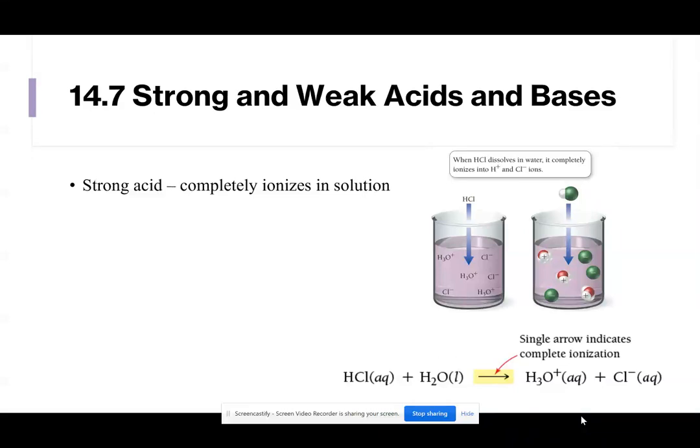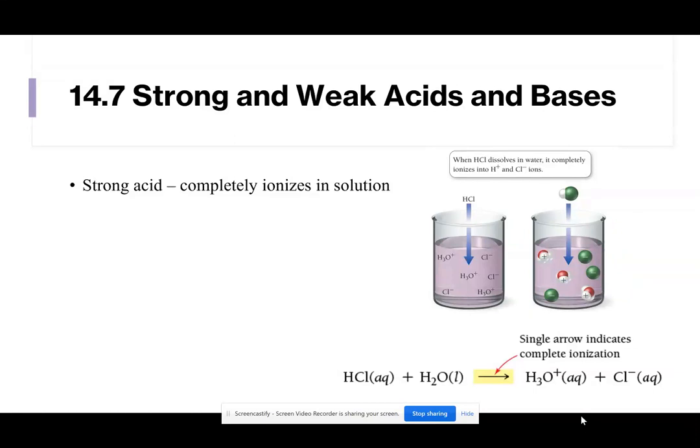When talking about acids and bases, you need to understand that there is a difference between strong and weak acids and concentrated and dilute acids. A concentrated acid is one that has a high concentration, like 12 molar. A dilute acid would be one that has a low concentration, like 0.2 molar.